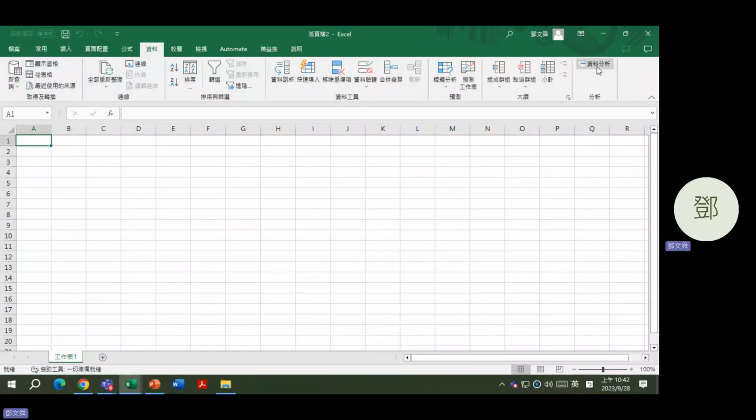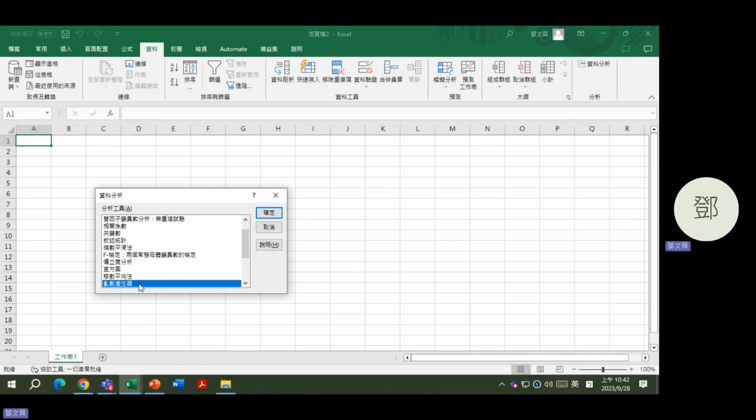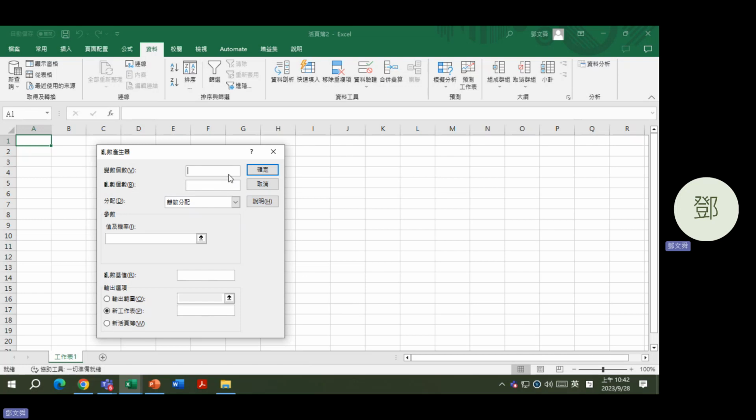Okay. Now we have the analysis toolpack. Click on random number generator. Here, how many columns? One column. How many observations? How many random numbers? 20,000, right? 20,000. And a normal distribution.